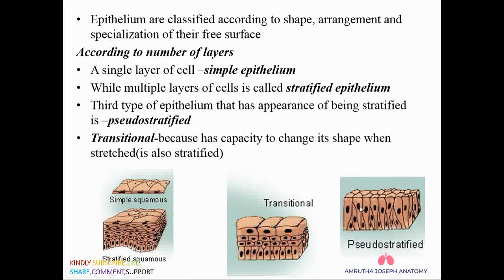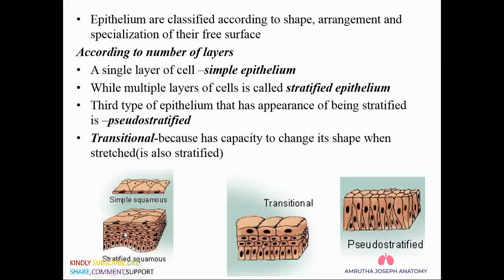a stratified epithelium. Because in stratified epithelium, the nucleus position is at different levels. Some are at the top, some are at the bottom, some are at the midway. When you see through the microscope, the cell boundaries are not so visible. The main thing that you focus on is the nucleus, because the nucleus is very well visible, but the cell boundary may not be very visible.